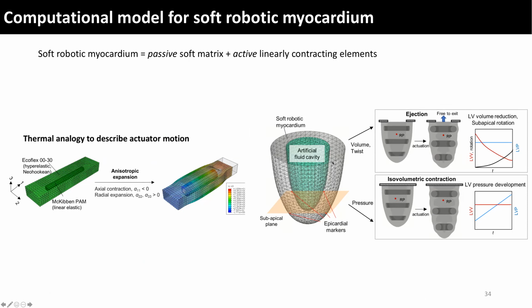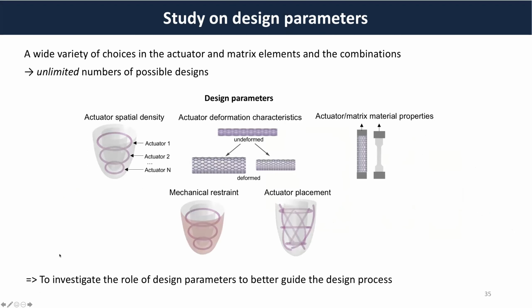And then we have a fluid model where we can look at the ejection volume with different designs and the pressure generation with the contraction of the synthetic myocardium. And then we can look at tuning a wide variety of parameters to achieve physiological ejection fractions and physiological pressure generations. Here are some of the design parameters that we looked at, but this computational tool allows us to really screen a broad number of parameters.